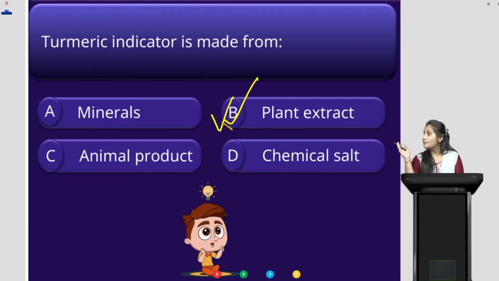Let me discuss the question again. Is turmeric indicator made from minerals? No, not at all, because it is a natural indicator. Natural means from the plant. In nature we get plants, so turmeric indicator is obtained from plant extract. Okay, let's see what we have next.